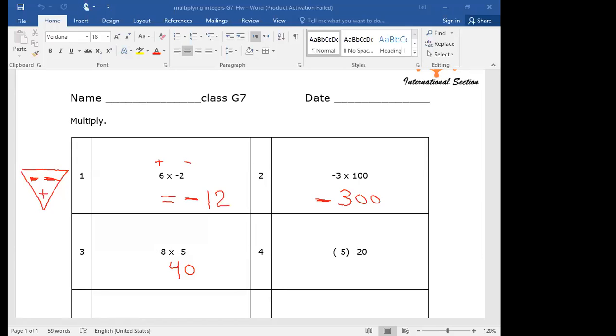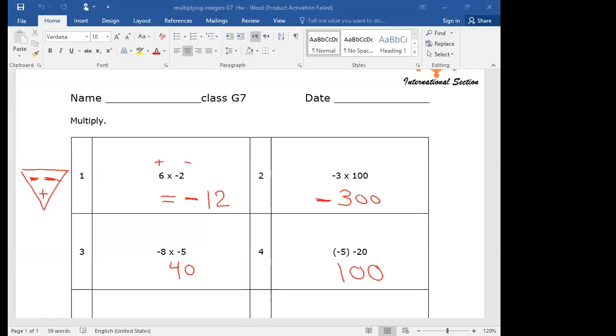What about the next question? Negative 5 multiplied by negative 20. Also, negative times negative will equal positive. And then 5 times 20 will equal 100. So the answer is going to be 100. Do I have to put the sign for positive? No, we don't.